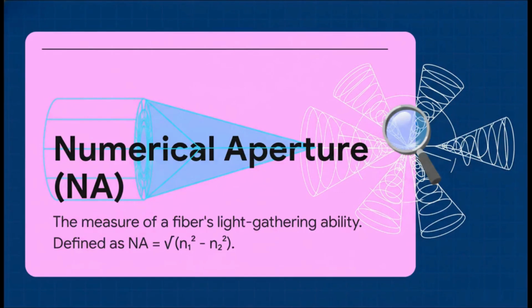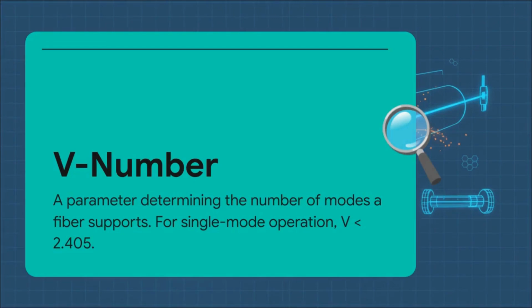one super useful number called the numerical aperture, or NA. You can think of it as a grade or a figure of merit for the fiber. It tells you exactly how good it is at gathering light. A fiber with a higher NA can accept light from a much wider cone, which makes it way easier to work with.